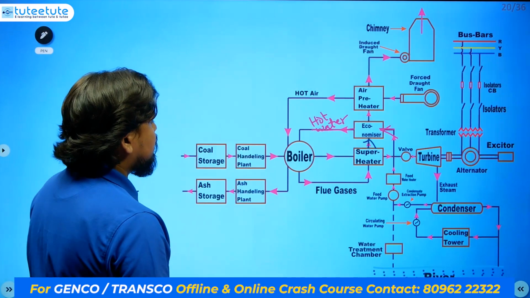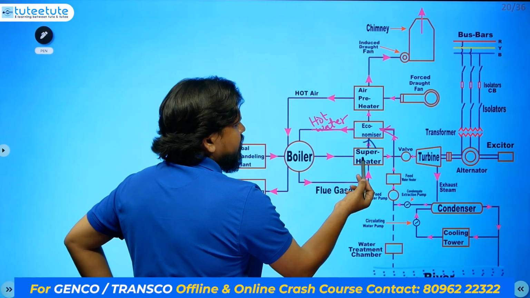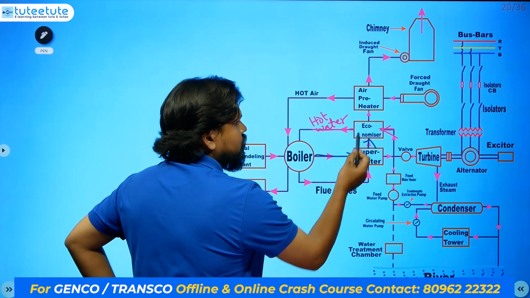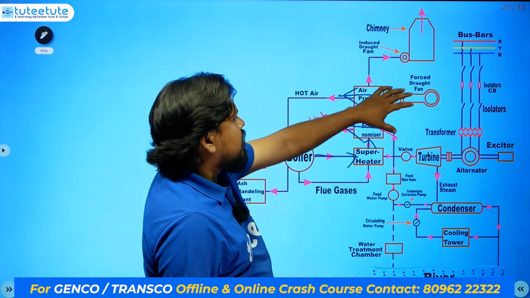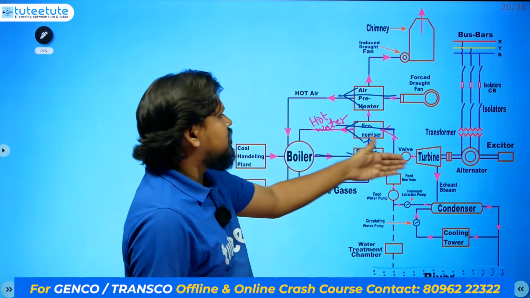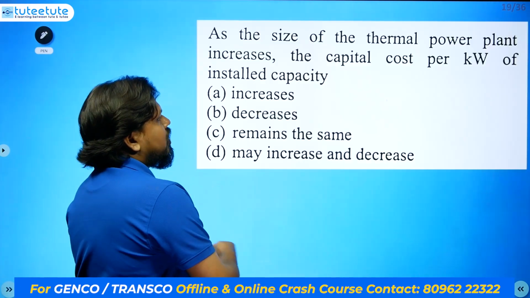From the schematic we can understand. Flue gases are flowing like this. Superheater, first steam, then water, then air. Water and air will be coming in as the inputs, and steam is going out as the output for the boiler. So we have to remember these things.